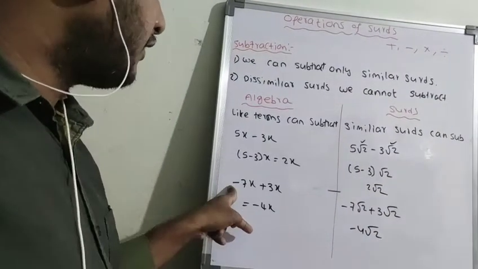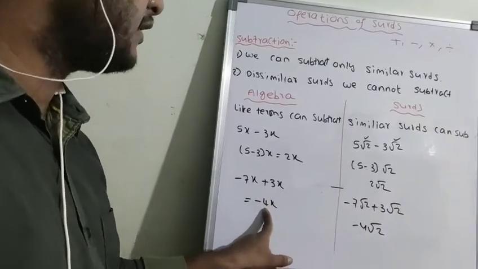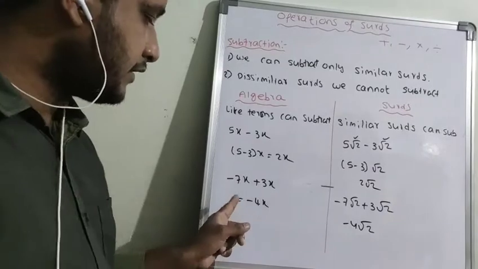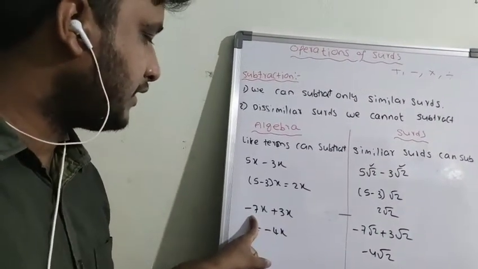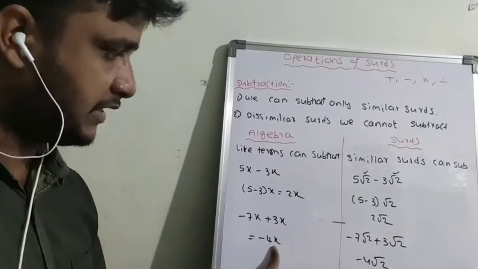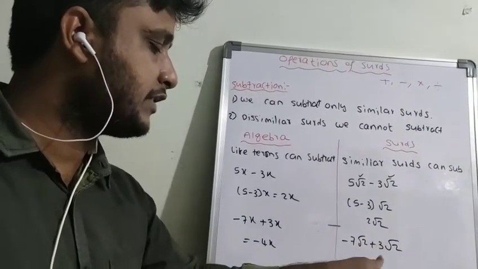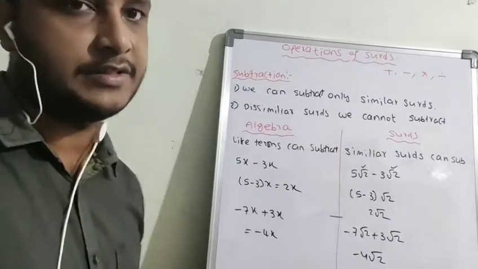And say for example, another example, minus 7x plus 3x. Minus 7 plus 3, we have to write as minus 4. In integer addition, the big number's sign we have to write. So minus 7x plus 3x will become minus 4x. Similarly, minus 7 root 2 plus 3 root 2, minus 7 plus 3 is minus 4 root 2. And this is the way you have to do subtraction.